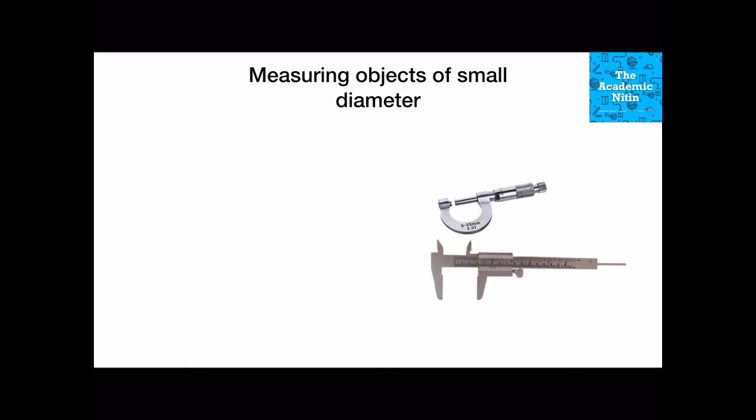So what are these devices used for? These devices are used for measuring very small diameter objects, which you can't measure with other devices such as your ruler and so on. With the screw gauge, you can measure the width of a coin or an A4 sheet, or let's say a thin piece of copper wire and so on. With the vernier caliper, you can measure the diameter of a small ball and so on.